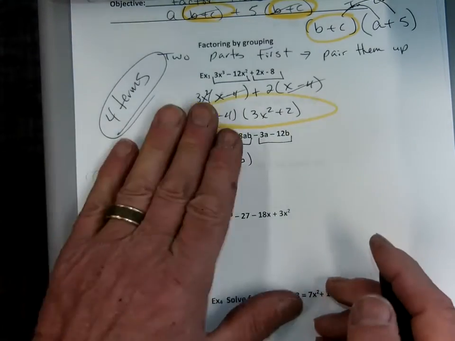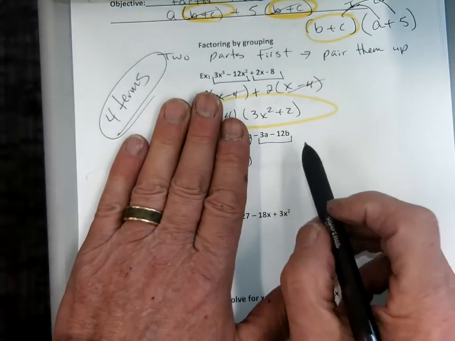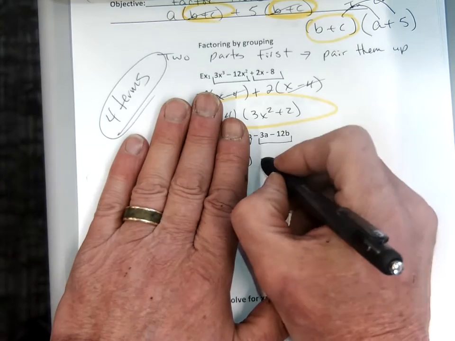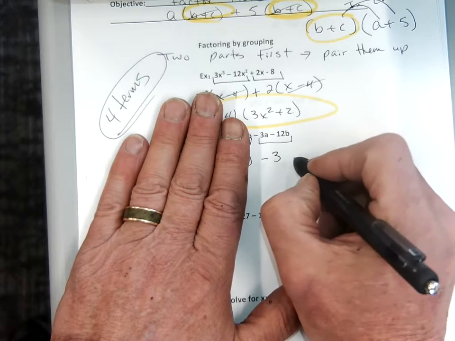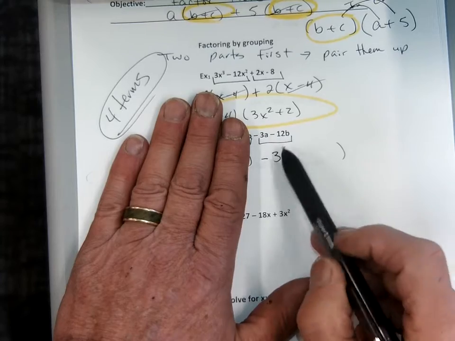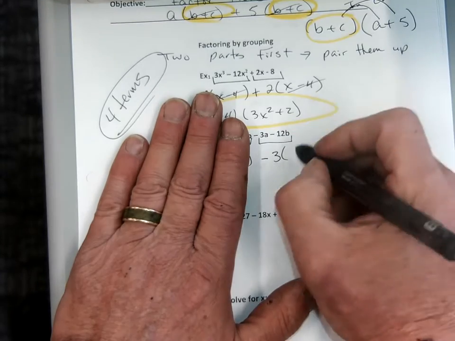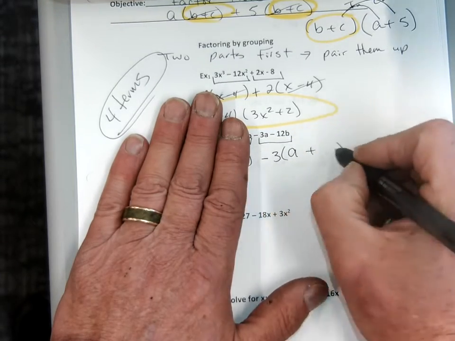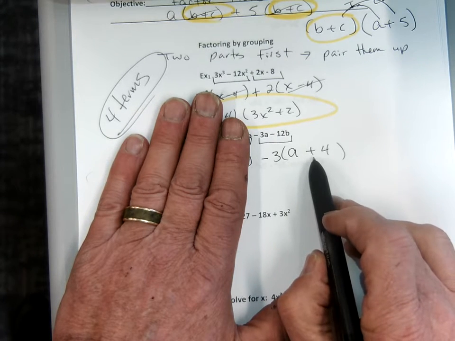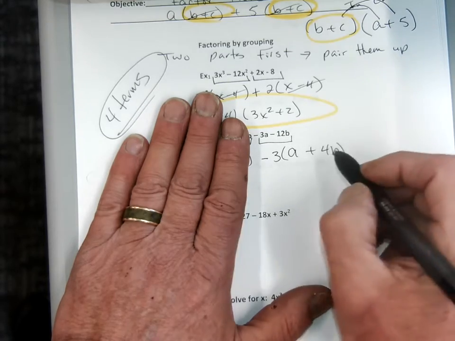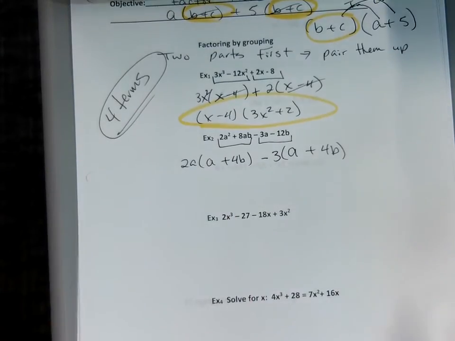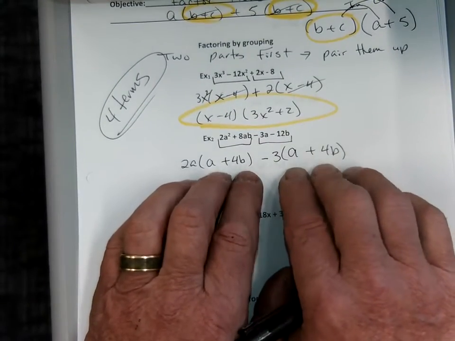Now, let's look at the second terms. They have a negative in common, don't they? They have a negative 3 in common. Okay, you guys see that? They have a negative in common, and they have a multiple of 3 in common. So if I take that out, I'd have an a plus 4. Now, where'd that plus come from? 4b. And thank you. Yeah, the negative and negative. Good answer. Okay. Now, what do the two pairs have in common?